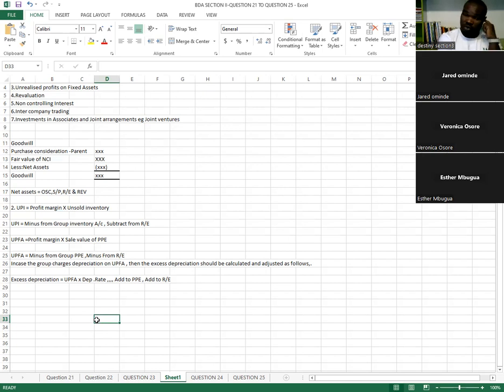Good, good, good. So keep those notes safe. They are going to be very much applicable as far as that question is concerned. Perfect, perfect. So let's go to revaluation.